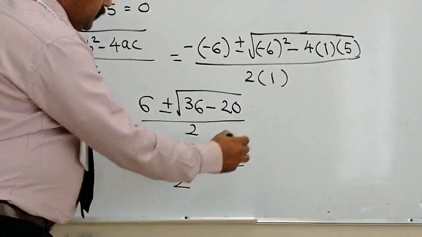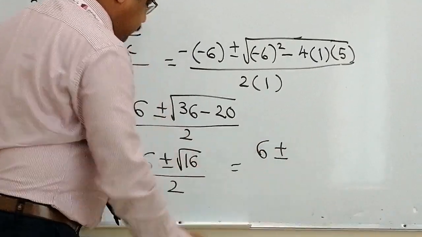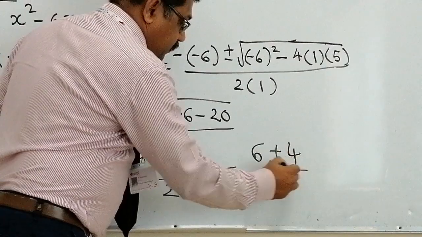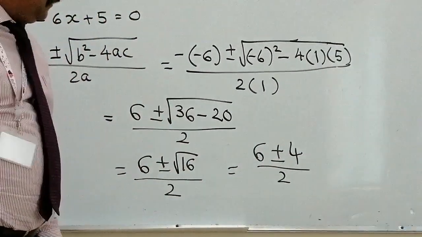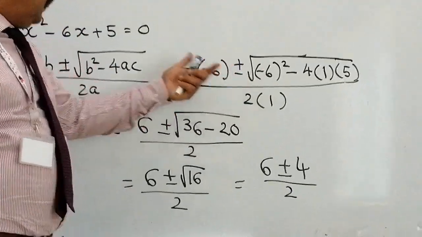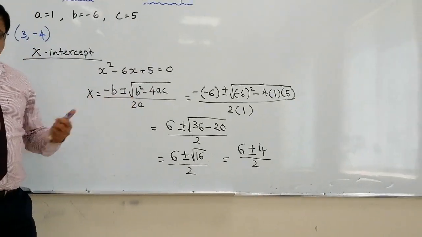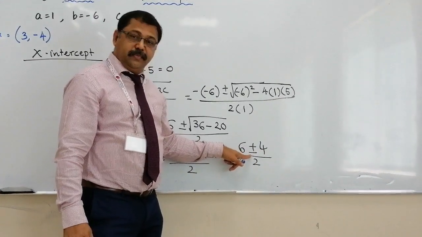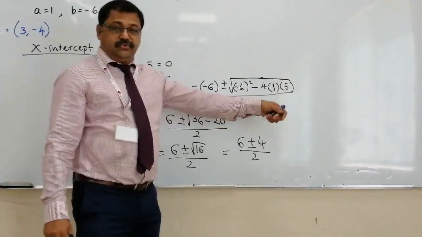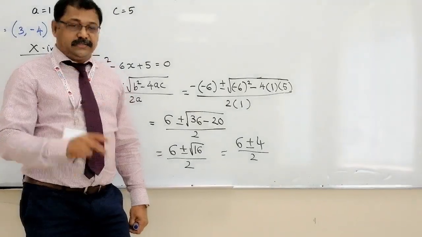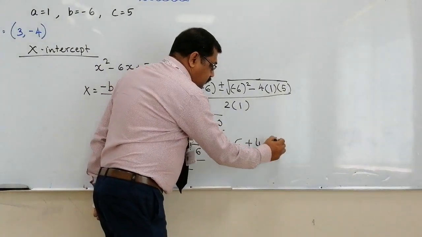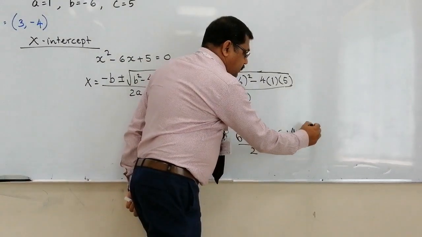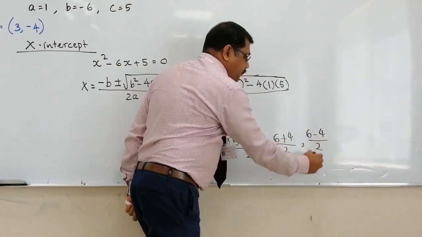When we calculate root of 16, we know root of 16 is 4 divided by 2. We know that when you solve a quadratic equation, we get two answers. One is with this plus, another one with minus. So we write it as two answers here because we have two x-intercepts. The first one is (6 plus 4) by 2 and the second one is (6 minus 4) by 2.